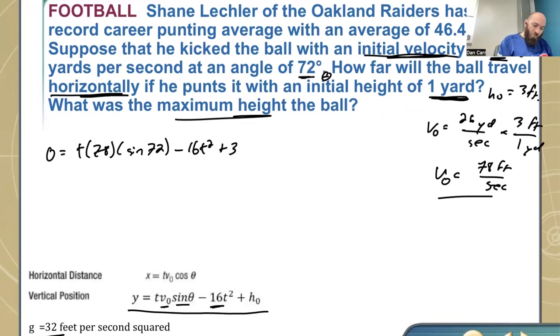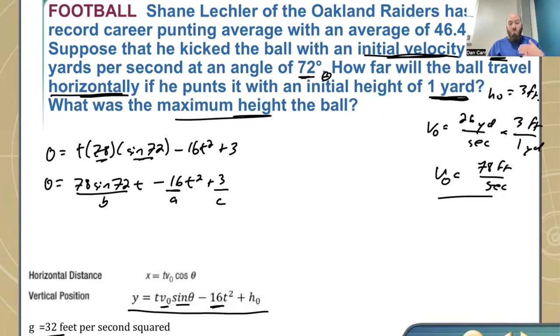Okay, so from this scenario here, I can rearrange it a little bit. We can multiply this through here. So I'll just leave it as 78 times the sine of 72 times t minus 16t squared plus 3. Then I'm going to use this as my a, this is going to be my b, and this will be my c. So we're just going to go through and do my quadratic formula now.